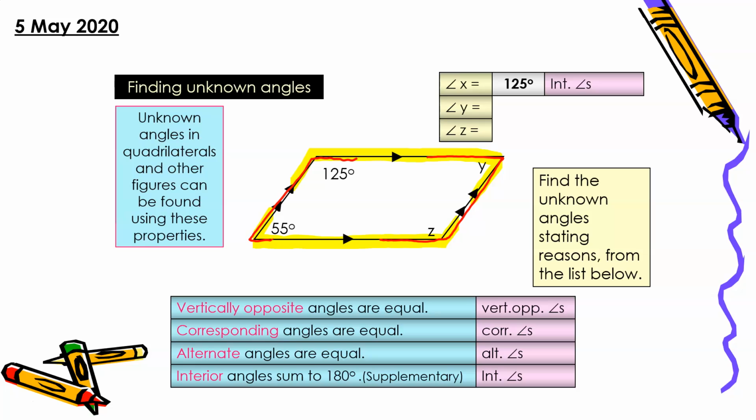So what we end up with is X must be 125 because 55 and 125 makes 180. But then because 55 and Z makes 180, sorry, Y, that must be 55, and then we end up with 125. So you remember that was one of the rules we looked at when we were looking at quadrilaterals, that the opposite angles are the same, and it's because of those double parallel sides. So it's another one where we're getting to the point where we're knowing enough rules that they sort of cross over.